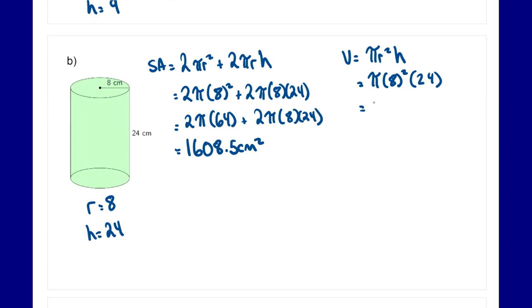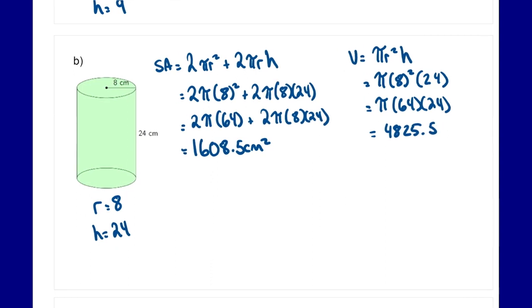I'm going to do my exponents first. So 8 squared is 64. And then I'm just going to multiply these three numbers together. Pi times 64 times 24. We get 4,825.5 centimeters cubed.